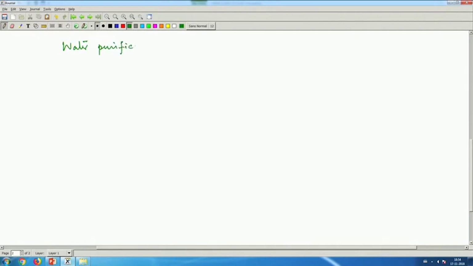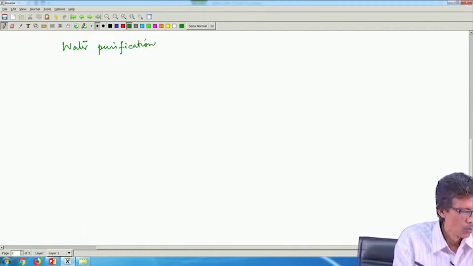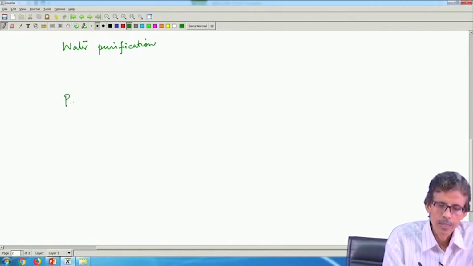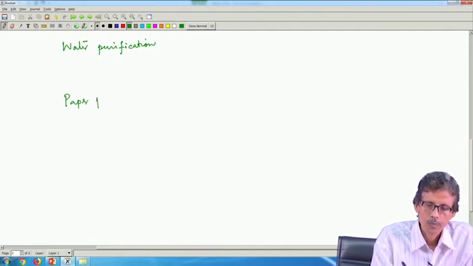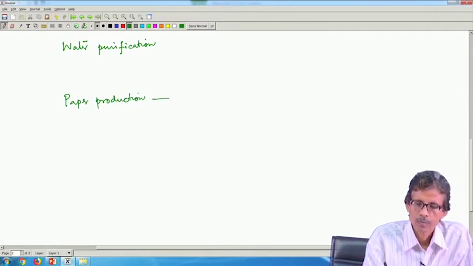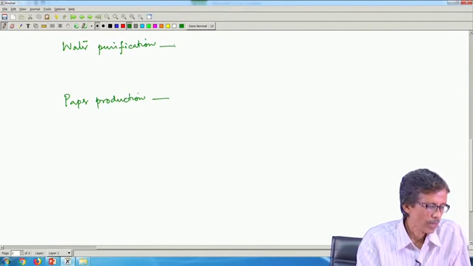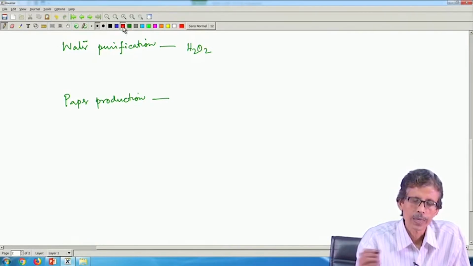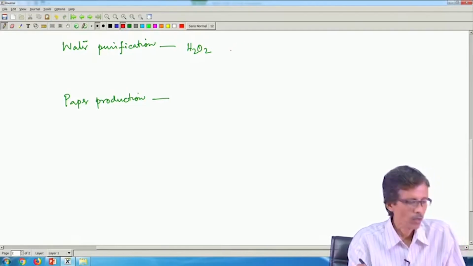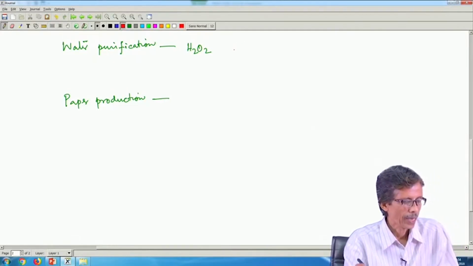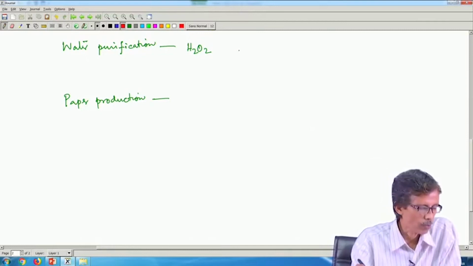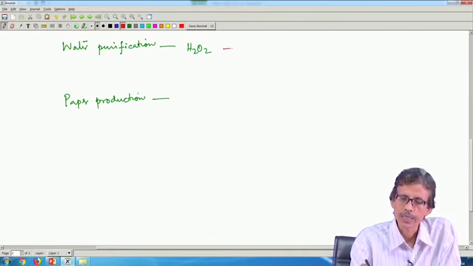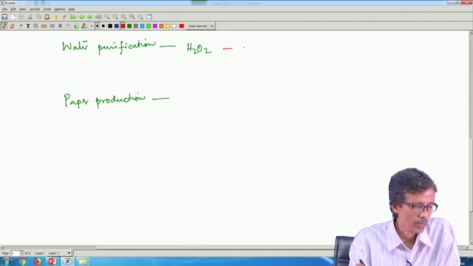In case of water purification as well as paper production, we use them very much, because the H2O2 consumption will be dependent for purification of that particular water, and we can have the corresponding water purification because we can treat the effluent of the water also.